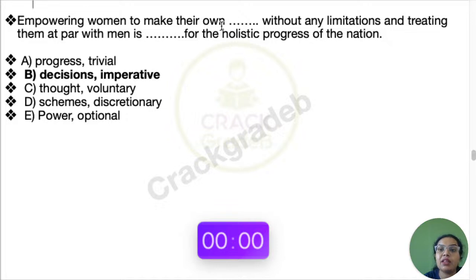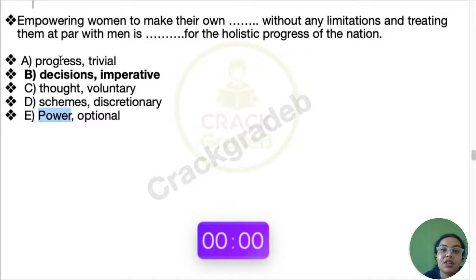Empowering women to make their own dash. We can make our own progress. Making progress is okay, but making own progress makes no sense. We also don't make thought. Decisions are made. We can also make schemes, but empowering women to make their own scheming is not something we want to talk about. Also, we cannot make power. We can use power, we can get power, we can empower.